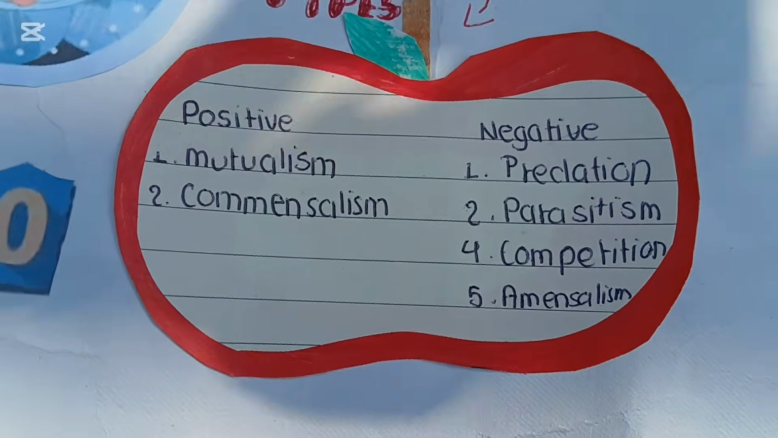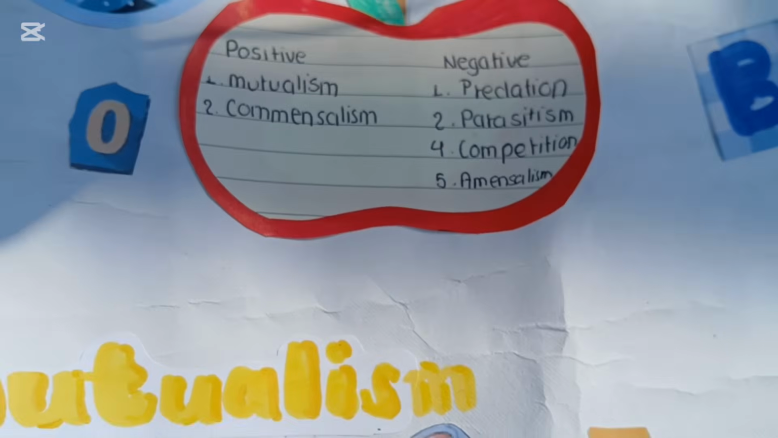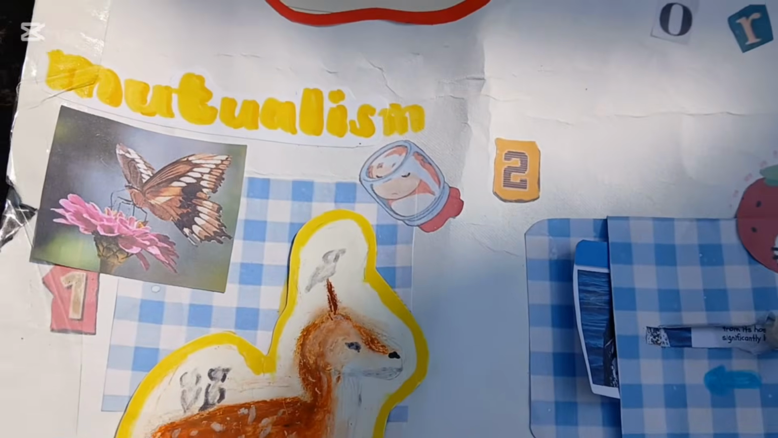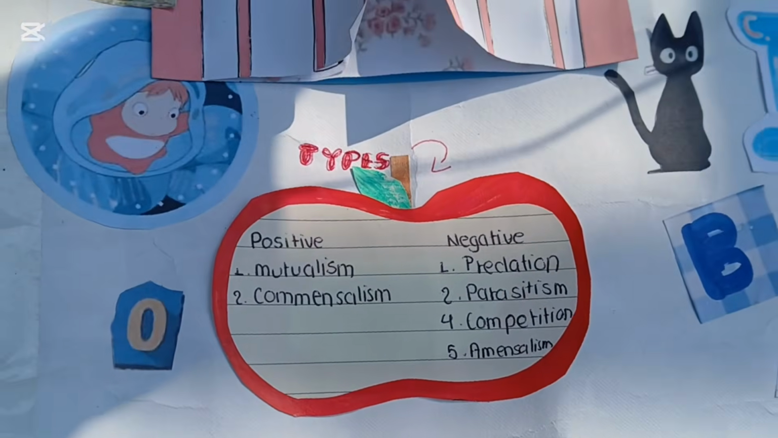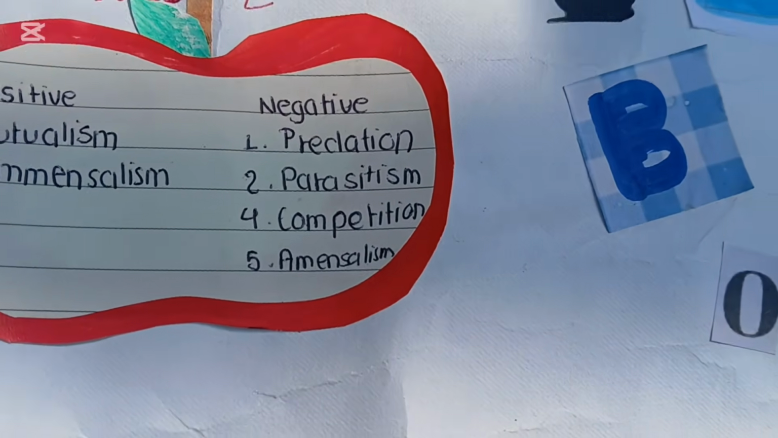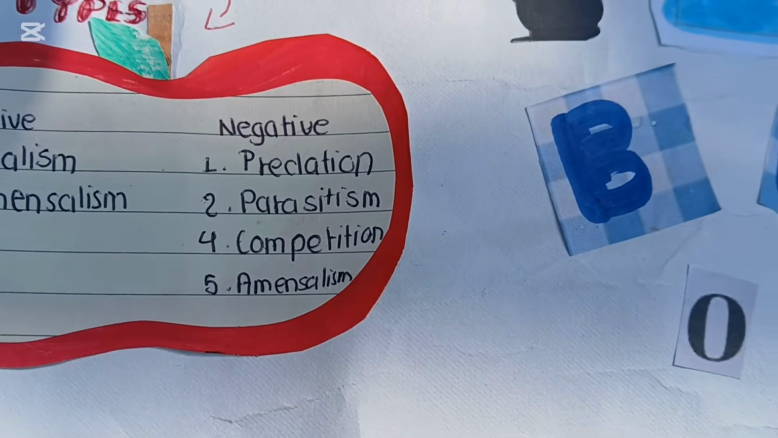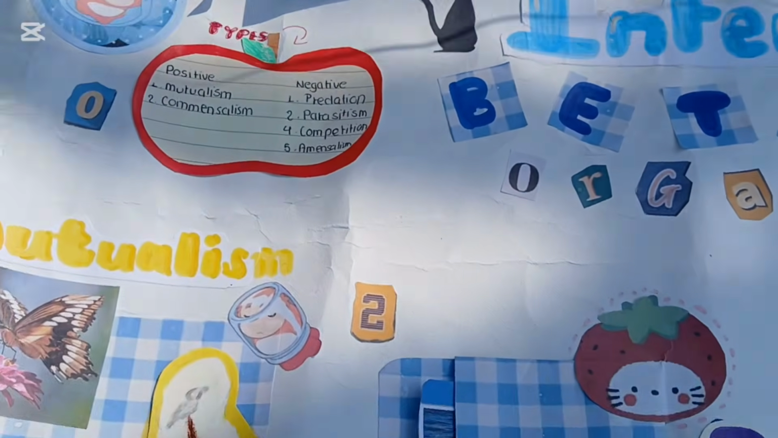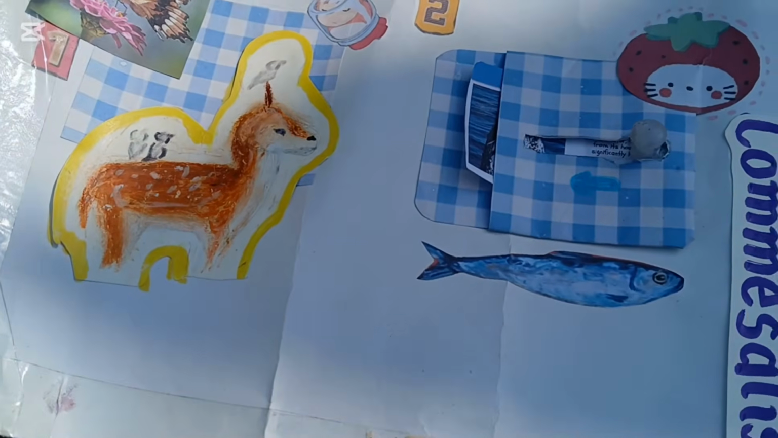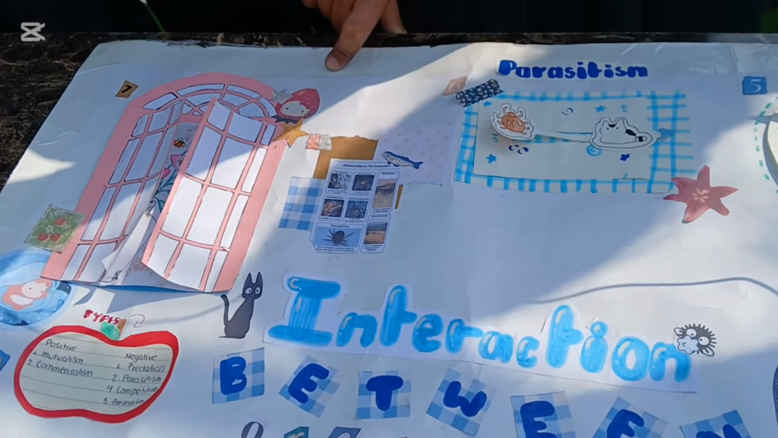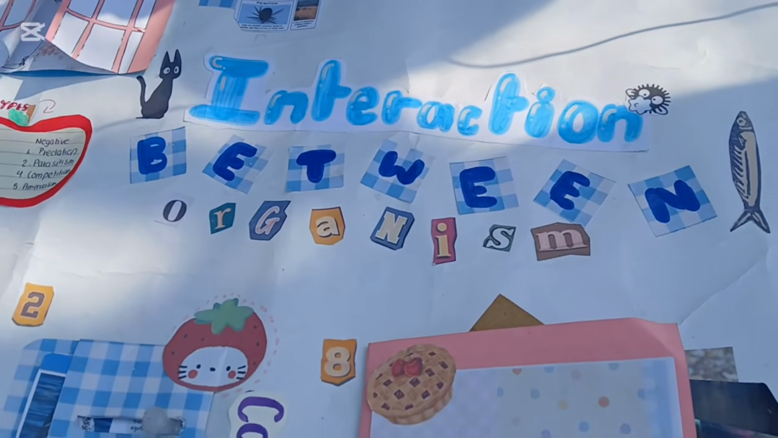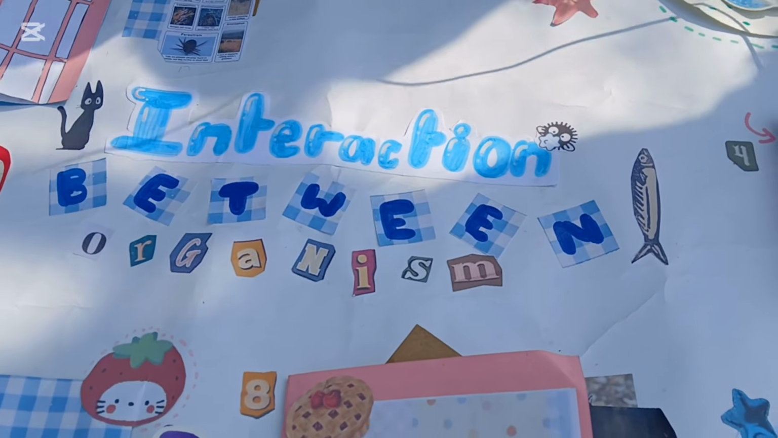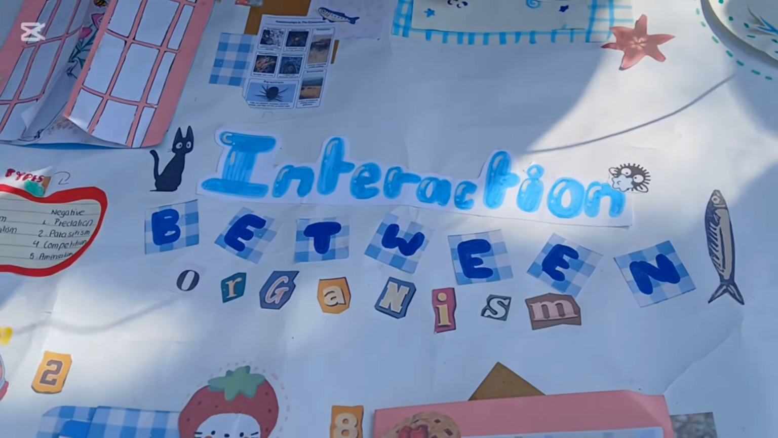Let's discuss the positive interaction. Positive interactions are classified into two types: mutualism and commensalism. Negative interactions are described in four types: predation, parasitism, competition, and amensalism. Let's discuss what is positive interaction. It is between any two organisms where one or both of the organisms have a value-added outcome.